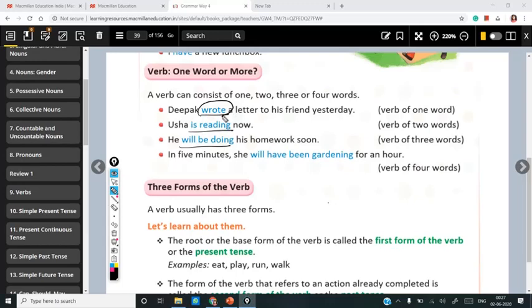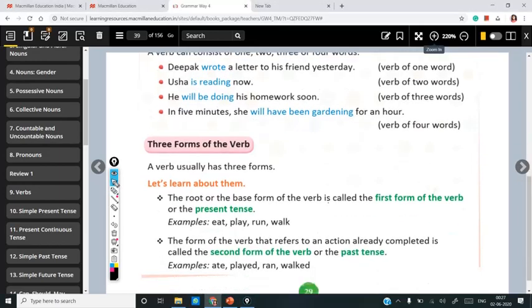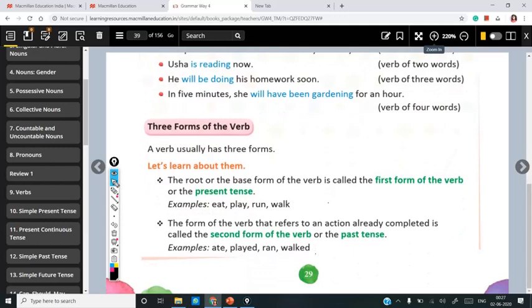Sometimes it is a single word. Sometimes it is in a pair, 2 words are there. Sometimes 3 words are there denoting the verb. And sometimes 4 words come together to show the verb, basically the action, state or belonging. They show the action, state or belonging. So even 4 words can be used.